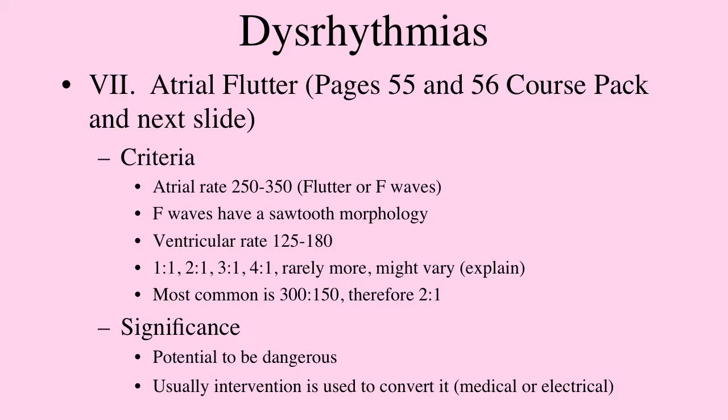Usually the 4 to 1s, the 3 to 1s, often the 2 to 1s are fairly stable. It's when you go 1 to 1, like the third strip down, that becomes a bad clinical situation. But atrial flutter is generally a faster atrial rate than a ventricular rate. 300 to 150 is a common situation, therefore it's 2 to 1. And if you see a resting heart rate around 150, you should always consider atrial flutter.